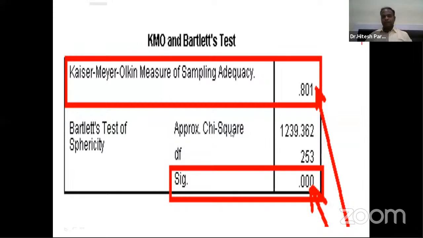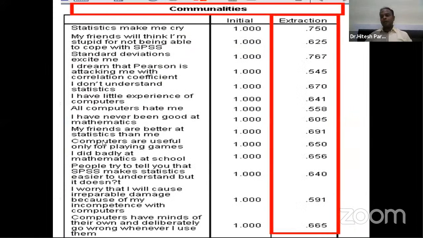The next table that we need to interpret is communality. We have already discussed communality yesterday. The thumb rule is that we require at least 0.5 of communality. The lesser the communality, it means that variable is not sharing with anyone. The higher the communality, it means that variable is sharing a higher amount of variance with the other variables.